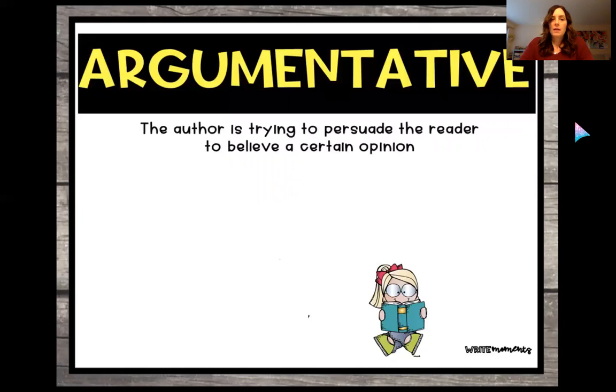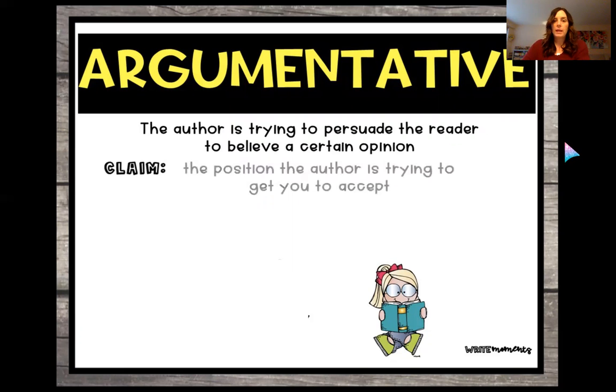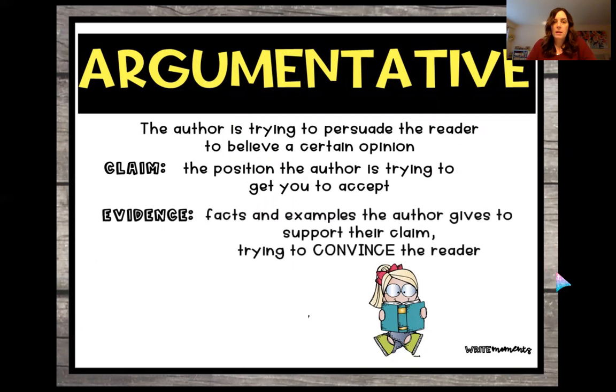In an argumentative text, the author is trying to persuade the reader to believe a certain opinion. So the author starts off with a claim, which is the position that the author is trying to get you to accept, and then they back up their claim with evidence. The evidence is usually facts and examples that the author gives to support their claim, and they use them to try to convince you, the reader, to agree with them.